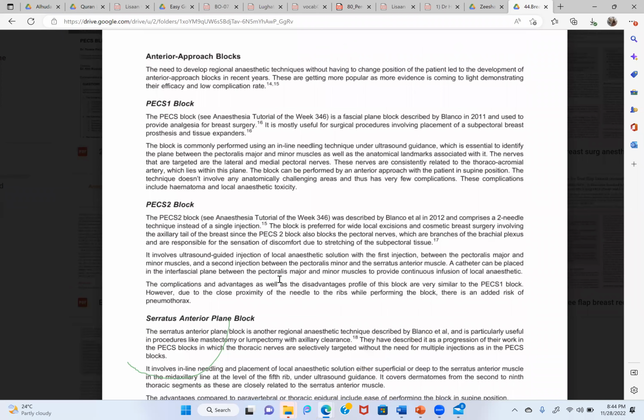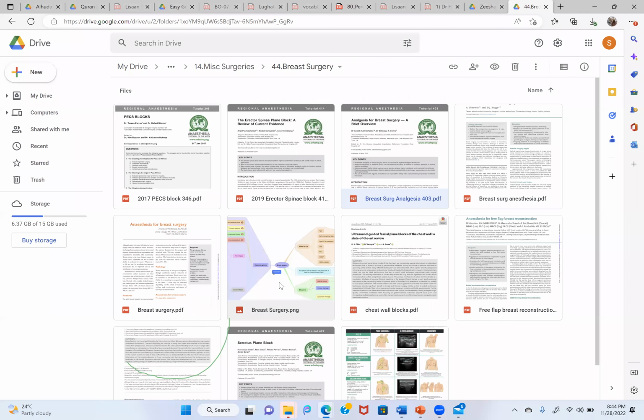Dextran, because it has a lot of side effects, is not used now. I don't think anyone is using Dextran now. Okay, so it was just a quick review of breast surgery. I will share this link with you, so you can have a look at these sources.